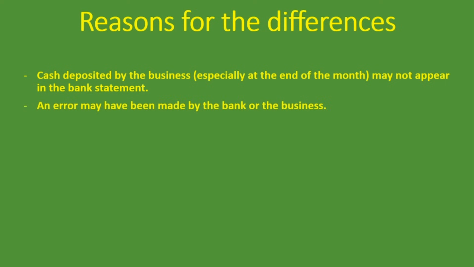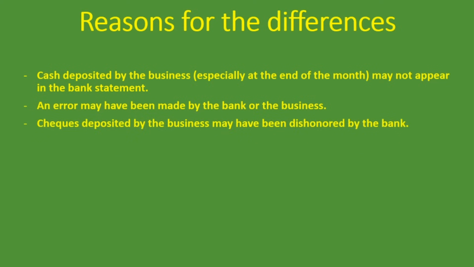An error may have been made by the bank or the business. So whenever an error is made, obviously that is why you would have different amounts on both accounts. Checks deposited by the business may have been dishonored by the bank. So if a business receives a check, maybe from a customer, we would record that on the debit side in our books to say we've received this amount from a customer. Now later on, when we go to the bank and try to deposit the check, the bank may dishonor the check for whatever reason, maybe insufficient funds or whatever the case may be. So there is another reason for differences between the two accounts.